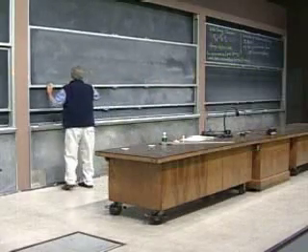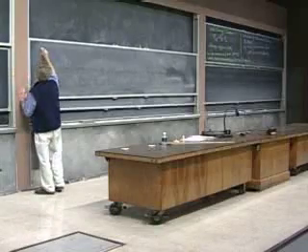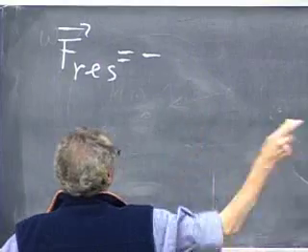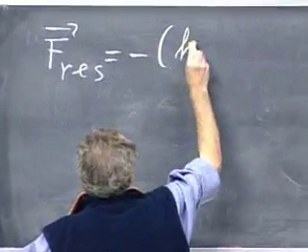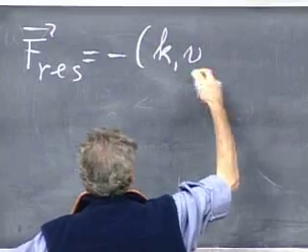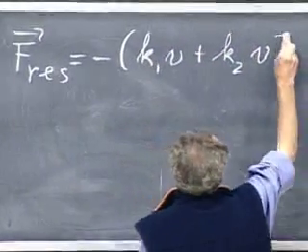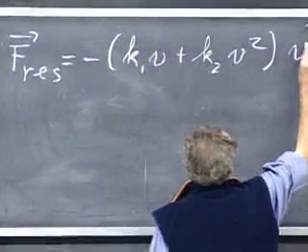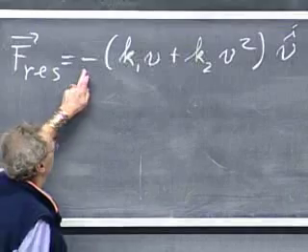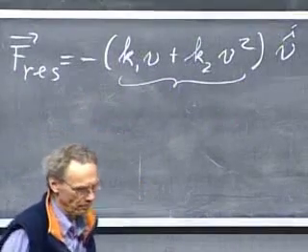If an object moves through a medium, air or a liquid, there is a resistive force which always opposes the velocity. It has two terms: k1 times v, this is the speed, this is always positive, plus k2 times v squared, and this is the unit vector of the velocity. It's always opposing the velocity. So this is the magnitude of the resistive force.